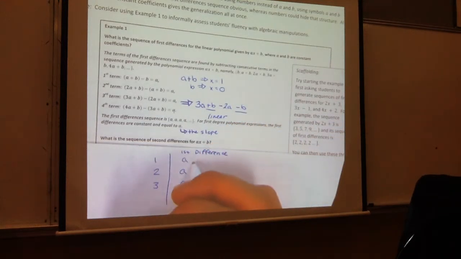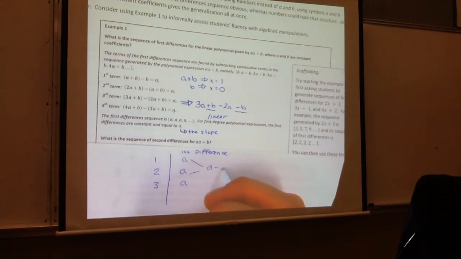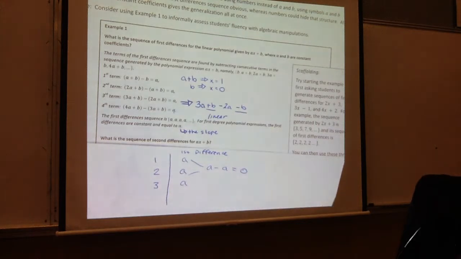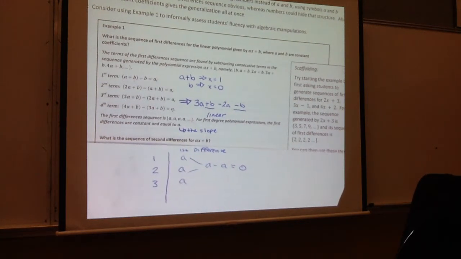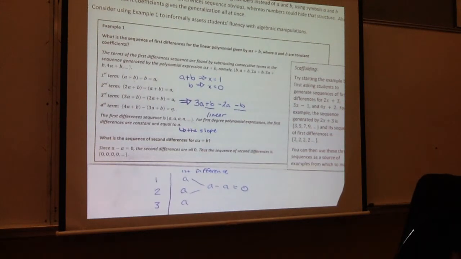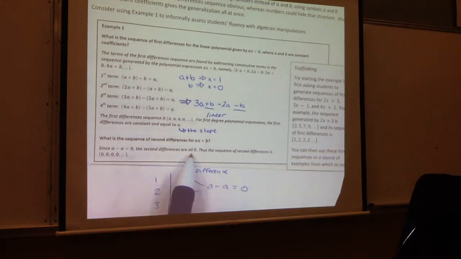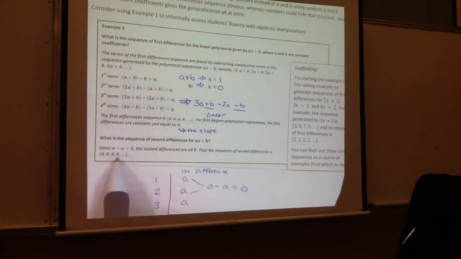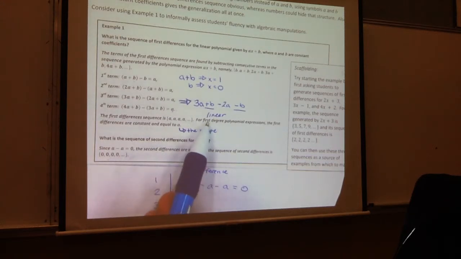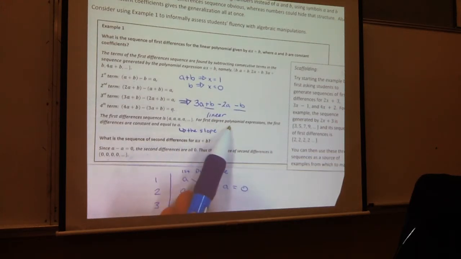And when we look at the second difference, when we subtract a minus a, we're left with 0. And so, since a minus a is equal to 0, the second differences are all 0. Thus, the sequence of second differences is 0, 0, 0, 0. This is a pattern that holds true for all linear or first degree polynomial expressions.